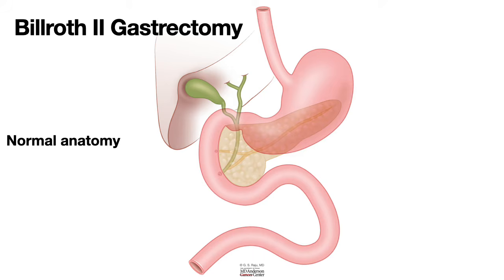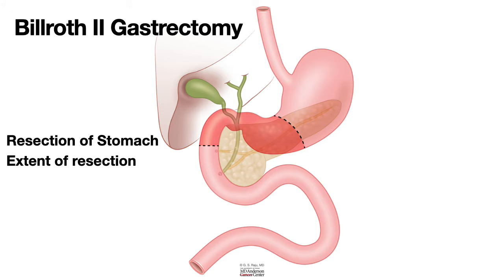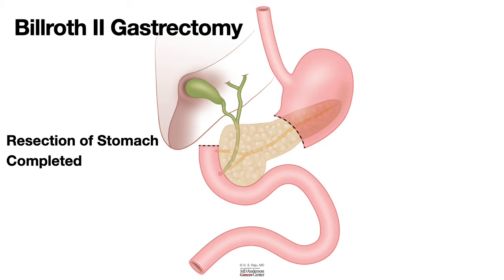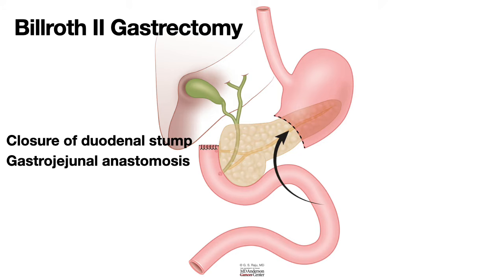So let us look at normal anatomy: esophagus, stomach, antrum, duodenum. In Billroth II gastrectomy, this is the portion of the stomach that is resected, and once the resection is completed, the duodenal stump is closed and the gastrojejunostomy should be created next.